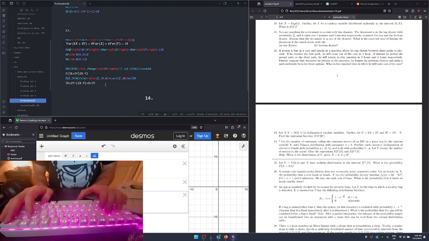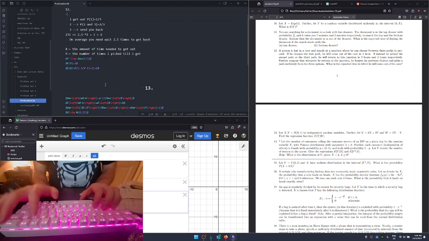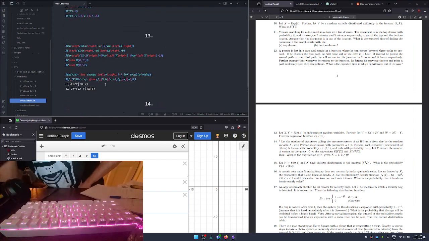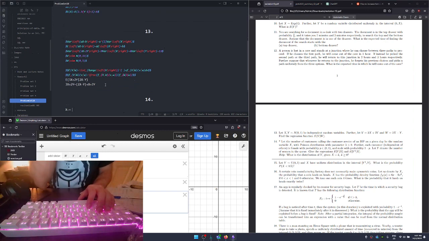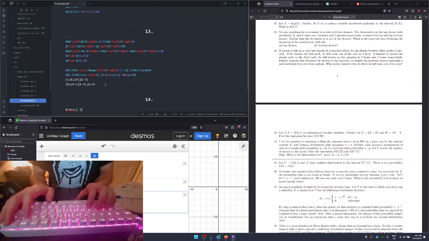Let's do this, I guess. Let X be the number of customers calling the customer service of an ISP on a given day, a random variable. Okay, what is X? X is defined by the number of customers calling the customer service of the ISP on a given day. So it's a Poisson distribution with parameter lambda. So X is Poisson of lambda.